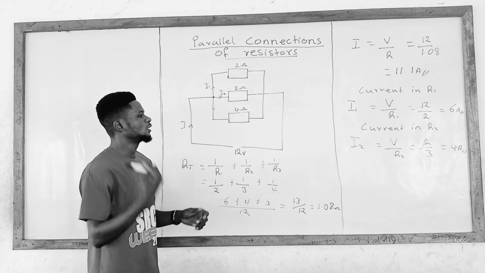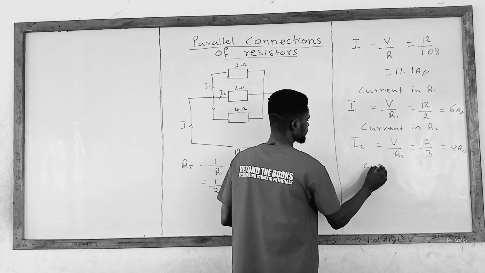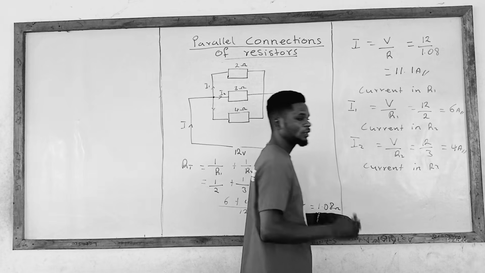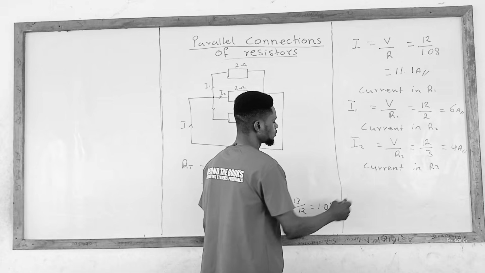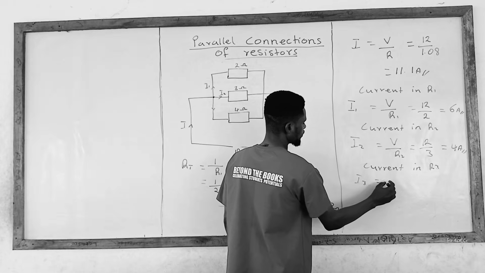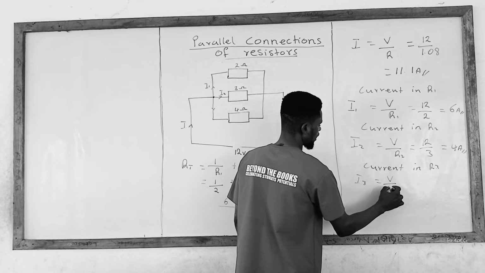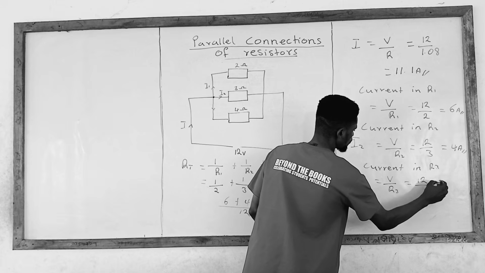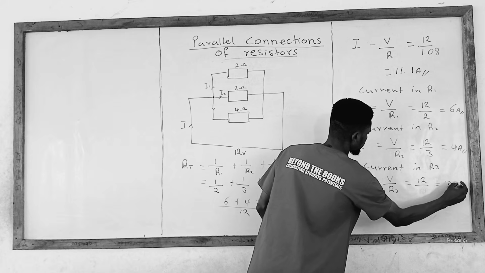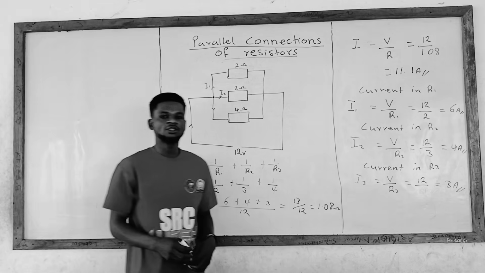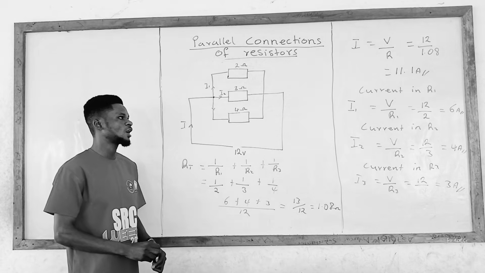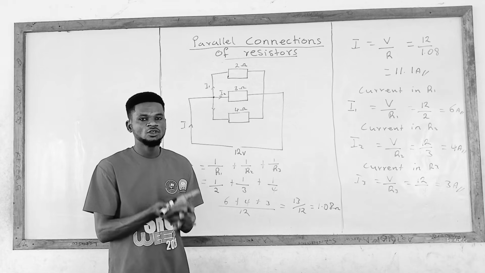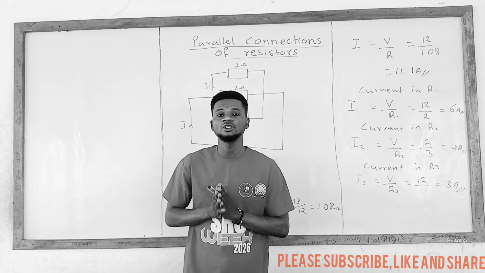4 amps. Now current in resistor 3. Current in resistor 3 is also called I3. So I3 is equal to the voltage divided by R3. The voltage is 12 by 4. So 12 divided by 4 will give us 3 amps. So 3 amps becomes our current in resistor 3. So this is a question that we are asked to solve involving resistors connected in parallel.